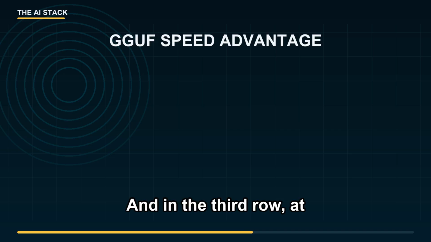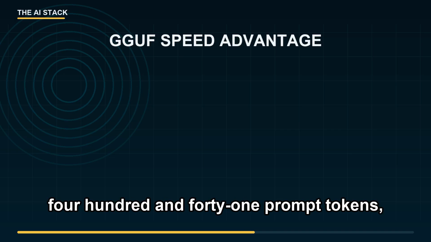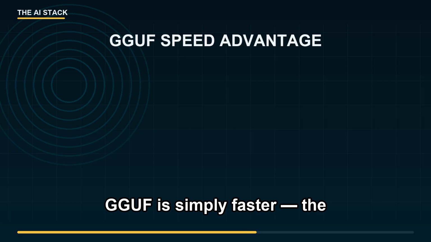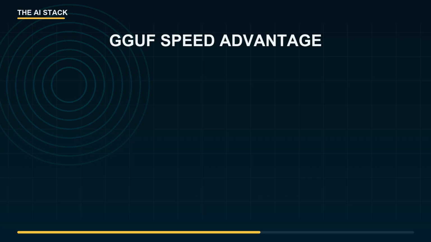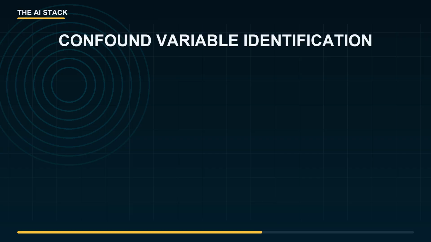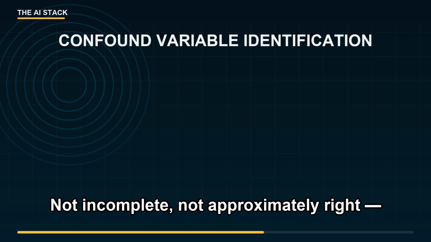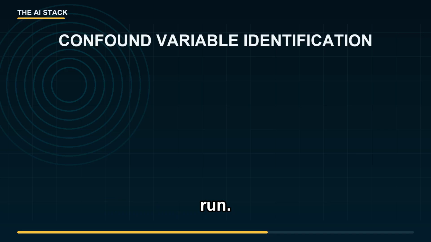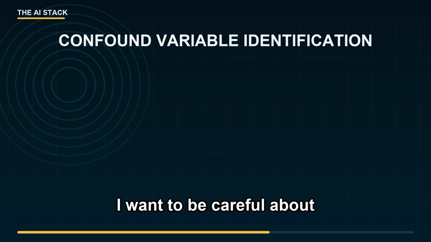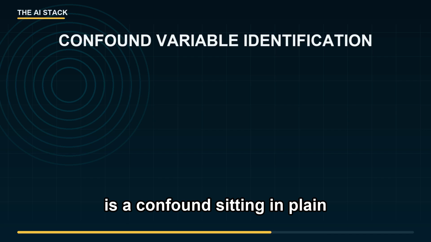And in the third row, at 441 prompt tokens, GGUF is simply faster. The runtime that lost every headline comparison wins that one outright. My explanation was wrong. Not incomplete, not approximately right, wrong, and the test that killed it took about 4 minutes to run. I want to be careful about what I claim here because there is a confound sitting in plain sight.